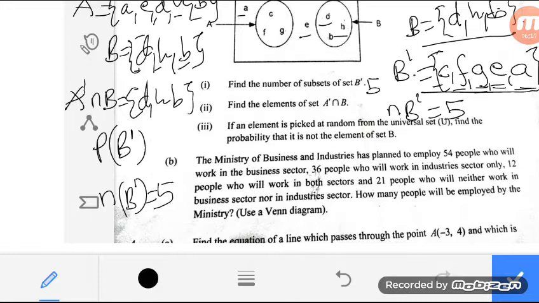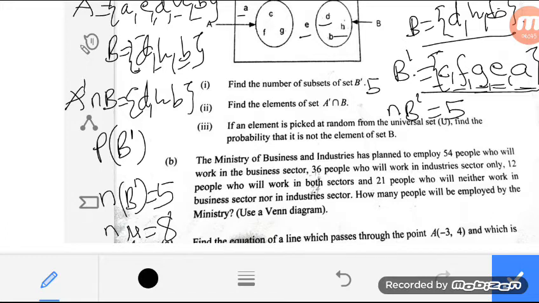Also we are going to count the total number of elements in the universal set. We have A, C, F, G, and so on: 4, 5, 6, 7, 8. So we have 8, the number of elements in the entire universal set containing sets A and B.